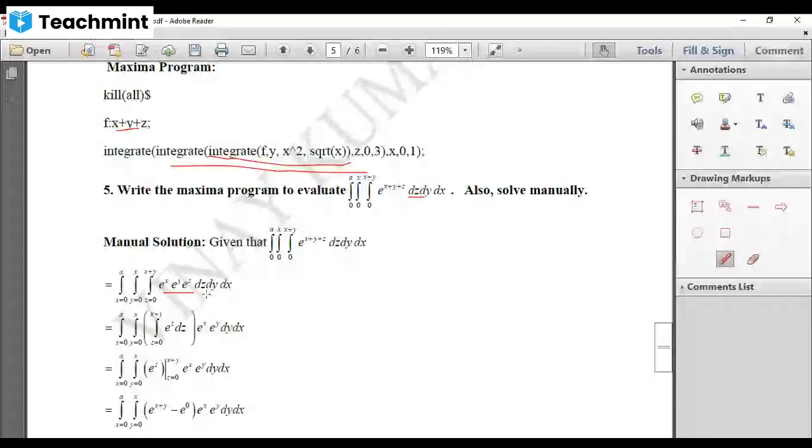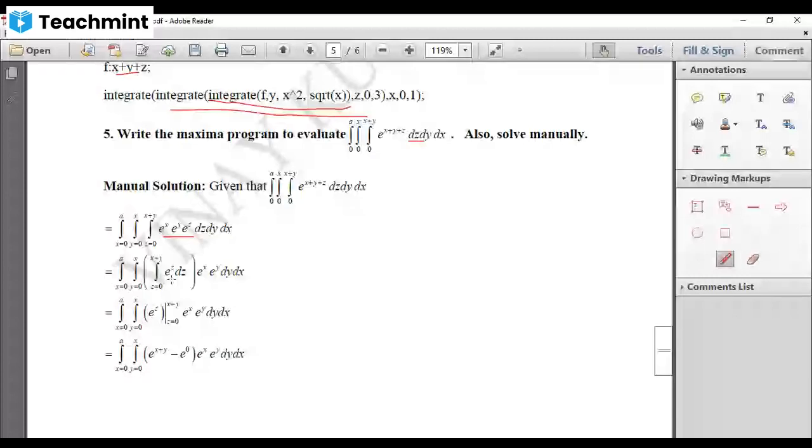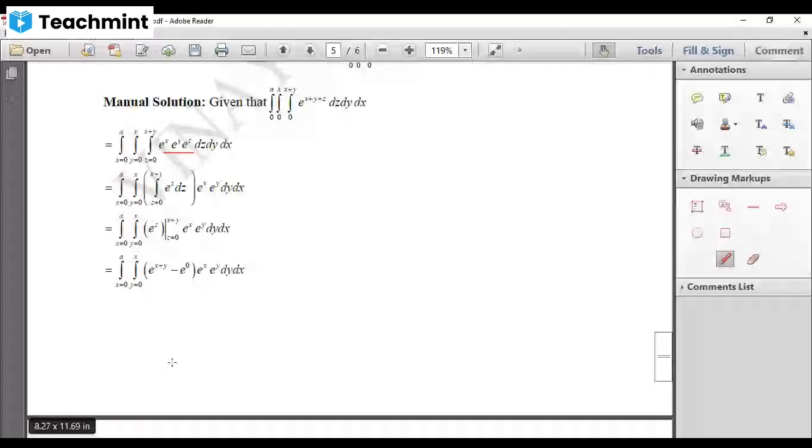So first, let us integrate with respect to z. When you are integrating with respect to z, your terms involving x and y are constants. So I'll keep them as they are. What is the integral of e to the power of z? e to the power of z only. And the limit is from 0 to x plus y. Apply the upper limit, e to the power of x plus y, minus the lower limit, e to the power of 0. e to the power of 0 is 1.